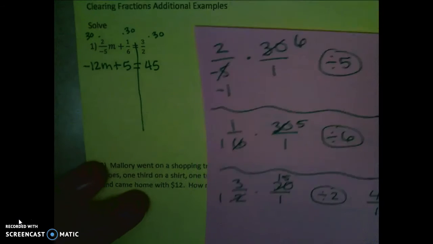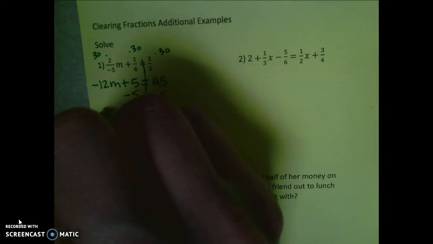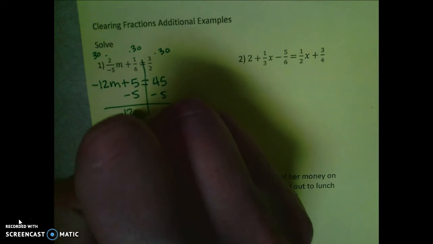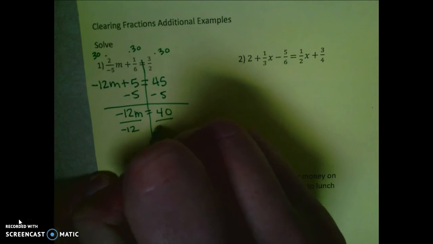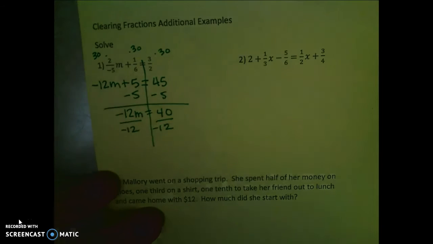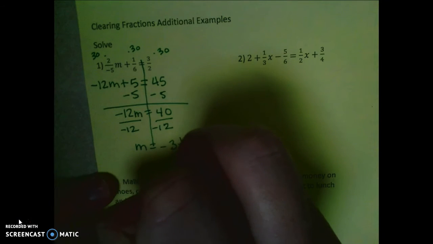Now it's just a regular train track problem, right? So I'm going to take away 5 from both sides. That would leave me with negative 12m equals 40, and then divide by negative 12. So m would be negative 3 1/3.